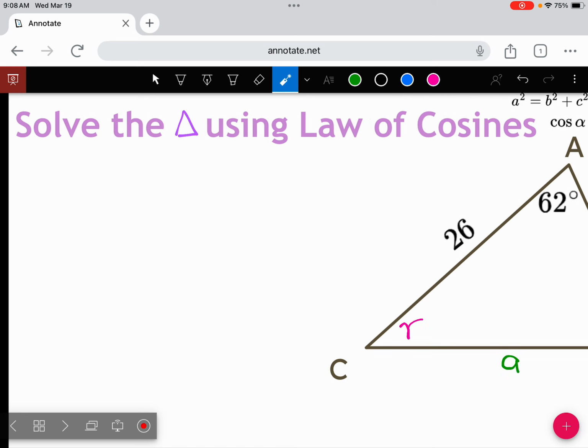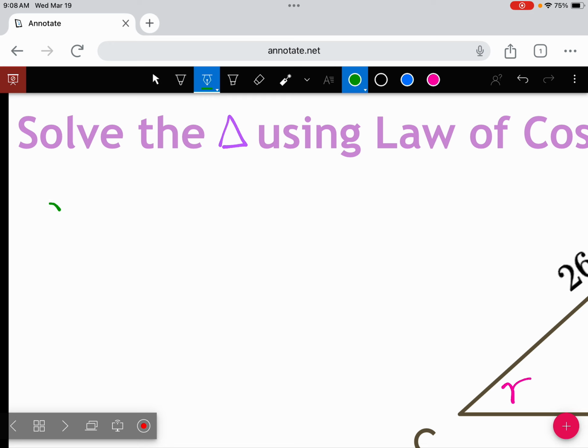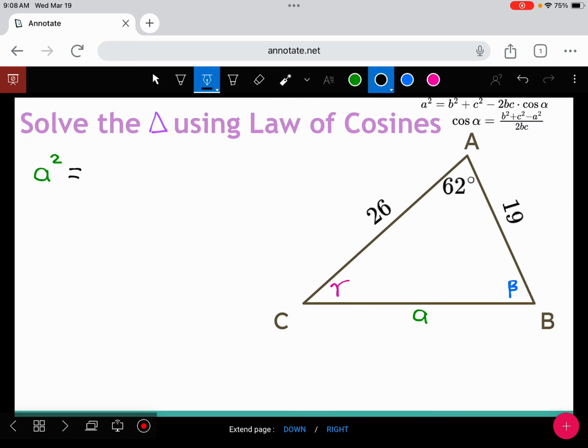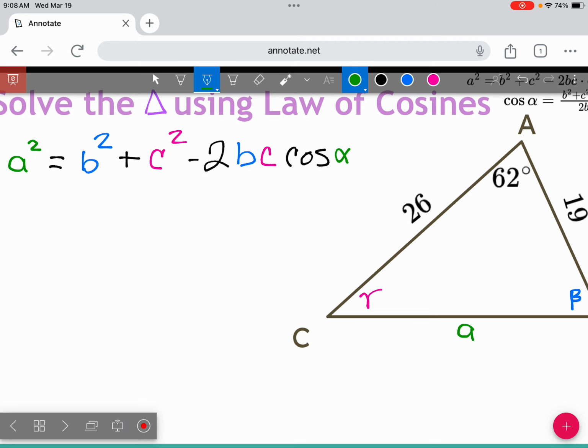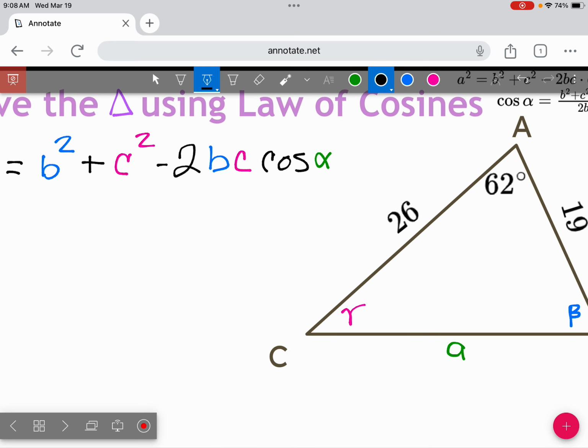We can find side A here using our a squared equals our b squared, I'm just copying it down here so it's a little bit bigger, plus our c squared minus 2bc cosine of alpha. I wrote it all down with the letters, just with the color coding. We're going to put our values in there.